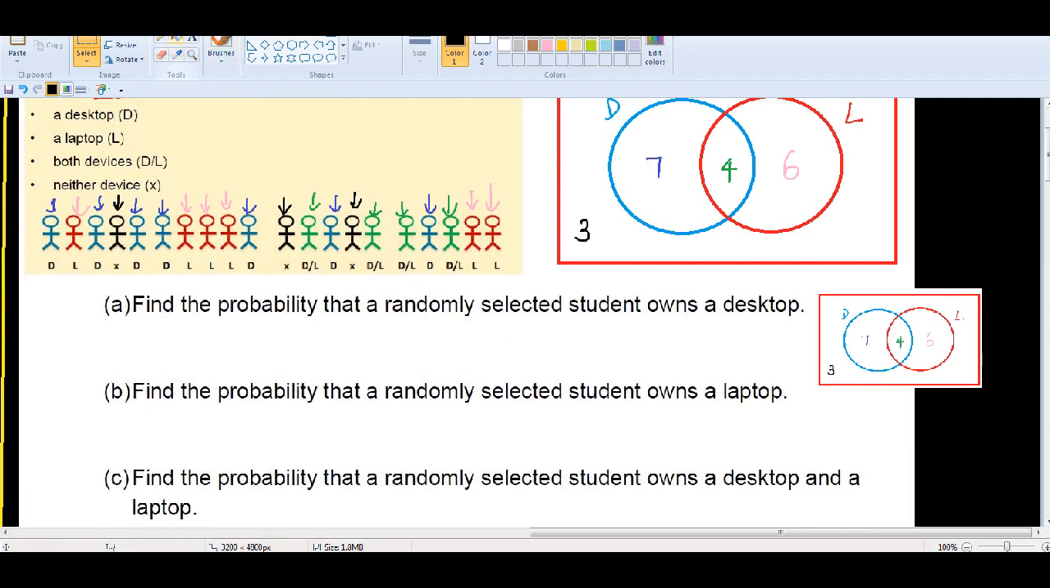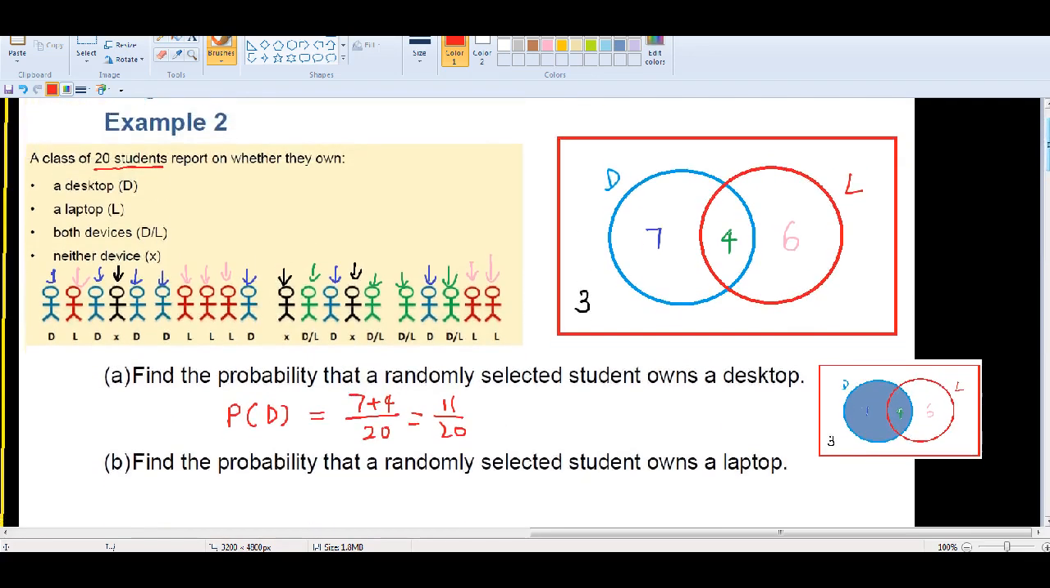As long as you are in the blue circle, you will satisfy this condition, right? So let's write it, it should be the probability of owning a desktop, P(D). How many are in that circle D? We will see. So this is the circle. So there are 7 plus 4, divided by the total number, which is 20. And the next one.